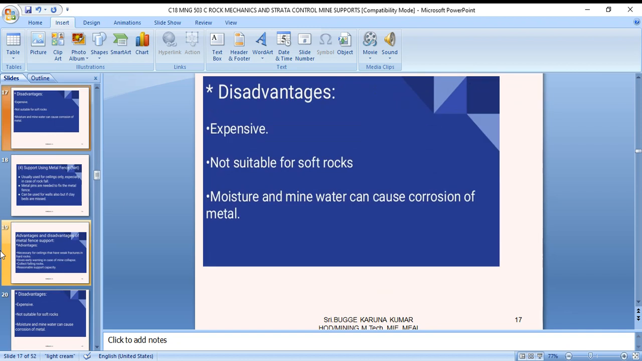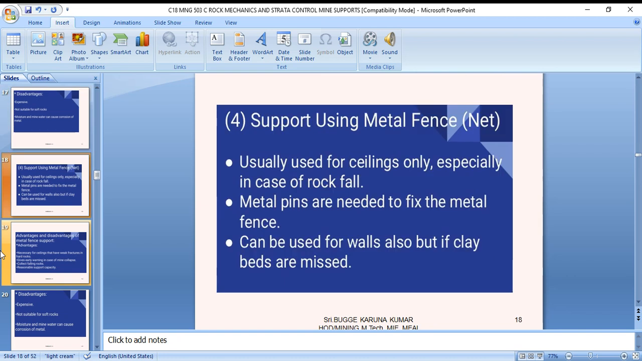So expansions are not suitable for soft rocks. Moisture and mine water can cause corrosion of the metal. These are the other disadvantages when using metal type support systems. Supports using metal fences are usually used for sills only, especially in case of rock falling.